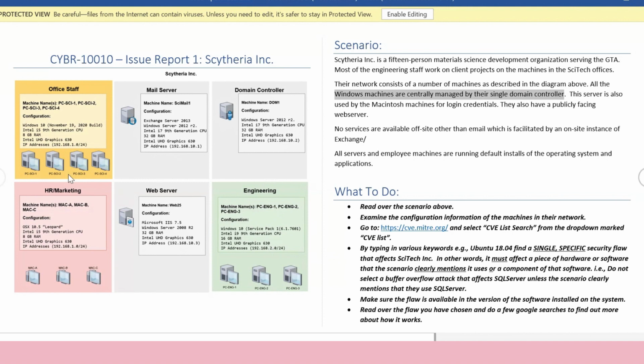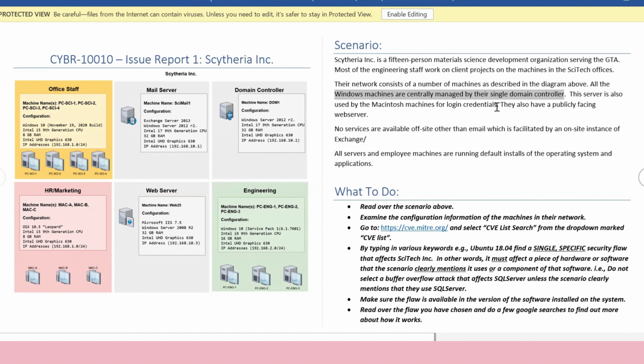And if they have AD as the Active Directory, which is now called Entra ID, they would handle and fix any configuration, any settings, any policies. This guy would do the setup. And then they said this server is also used by the Macintosh machine for login credentials. So this server, I think they're talking about the domain controller. It's also used by this Mac for login credentials.